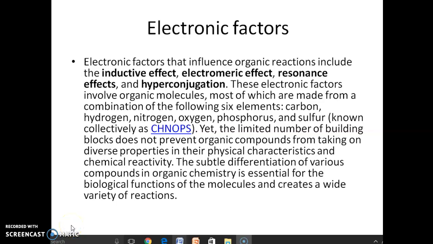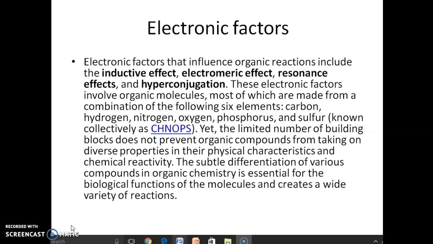Good evening, students. Today I will start my discussion on the electronic factors which influence organic reactions, mainly inductive effect, electromagnetic effect, resonance effect, and hyperconjugation. These electronic factors involve organic molecules, most of which are made from combinations of the following six elements: carbon, hydrogen, nitrogen, oxygen, phosphorus, and sulfur.